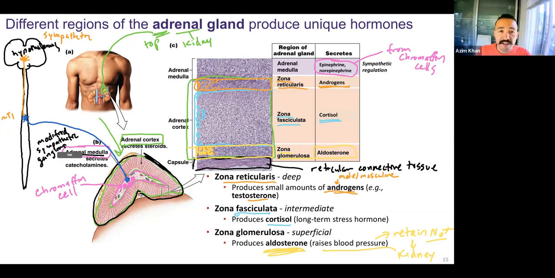And then instead of having a standard neuron, we have a chromaffin cell. It's a special neuron that doesn't have any dendrites or axons and just releases hormone into the bloodstream, epinephrine and norepinephrine. And these hormones are for that short-term stress response.